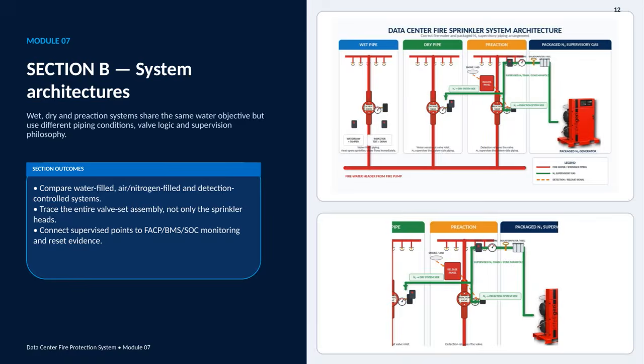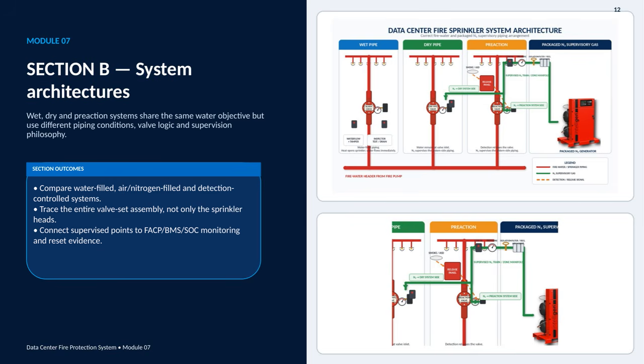This module focuses on Section B, system architectures, and the way wet, dry, and preaction fire protection systems are designed and supervised. All three systems pursue the same basic objective: deliver water to control a fire. The important differences are what fills the piping, how the valves operate, and how the system confirms that it is ready and responding correctly. The key concept is that the architecture extends beyond the sprinkler heads.